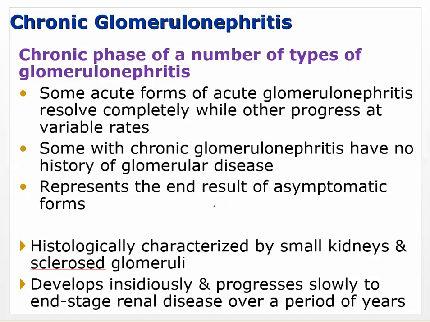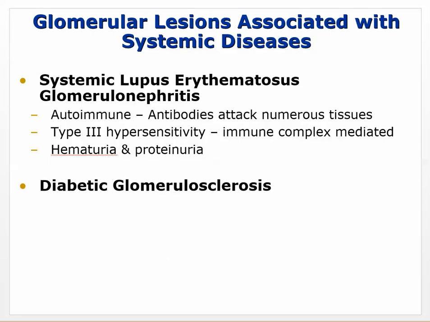So you may have no symptoms, but it is still doing damage. All right, so histologically characterized by small kidneys, so you have some atrophy, sclerosed glomeruli, so you're losing glomeruli. Your kidneys can shrink, and that's how you would look at it if you're going to actually look at it. Develops insidiously, progresses slowly to end-stage renal disease over a period of years. So really chronic glomerulonephritis is glomerulonephritis that continues and lingers. Okay, I know that's really oversimplifying, but that's good enough.